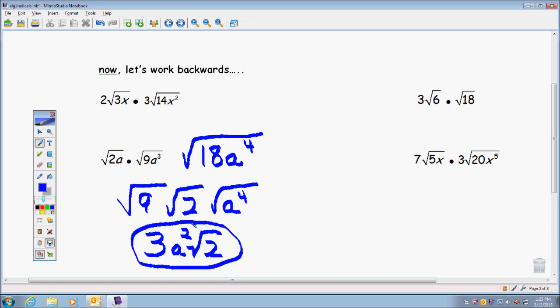These do get kind of messy, so you're going to have to just show your work. Please show your work, and then circle your answer, especially if it's a quiz. Okay, last one for now.